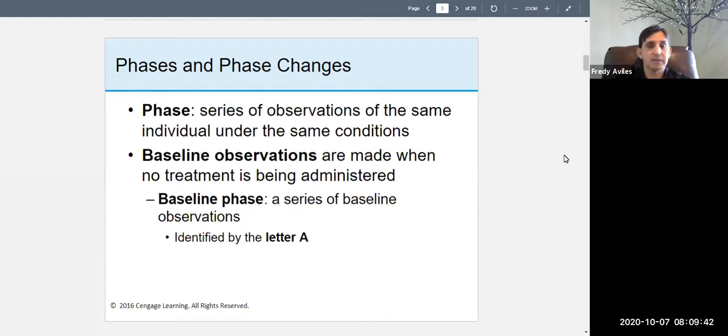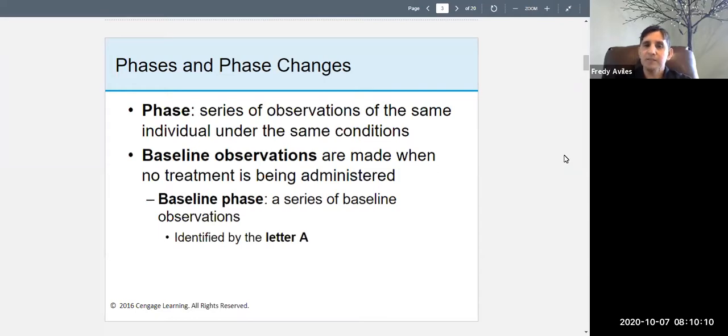That's all that means. Now, a baseline observation is a type of observation when there is no treatment being given. So you're observing when there is no treatment. Okay, baseline, like at baseline, how do you normally behave? What is your normal breathing like? What is your normal mood, or whatever it is? That's baseline. So baseline observations are observations that are made when there's no treatment.